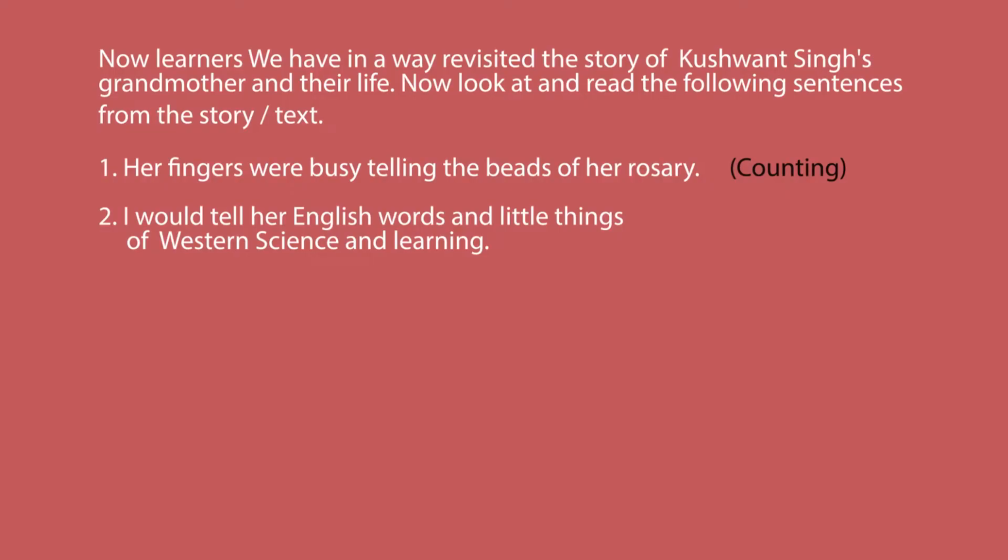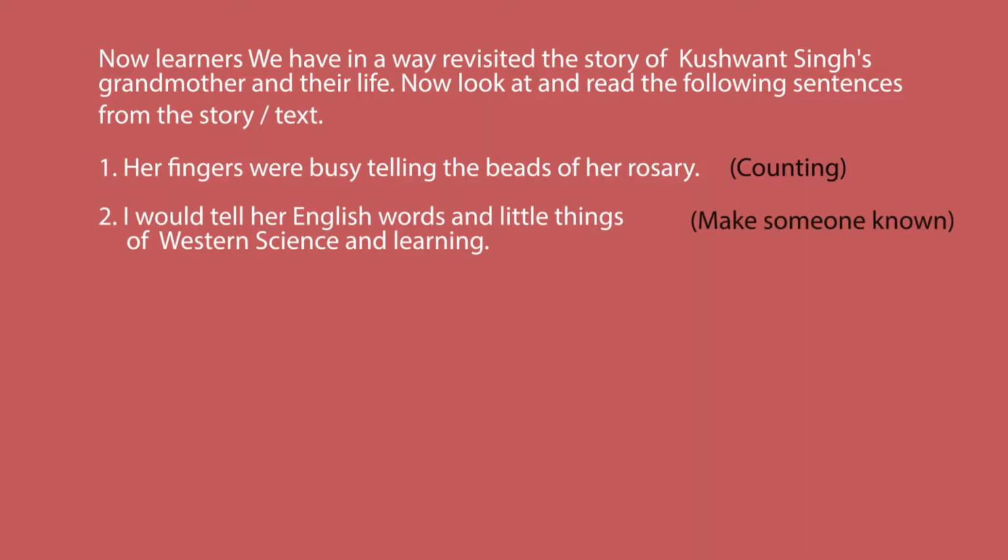Look at the second sentence using the same word tell. I would tell her English words and little things of Western science were taught. So, what is the tell here? I would tell her that I was taught mathematics and science in my school. He was letting her know something, making someone know something. So, the first telling is counting.